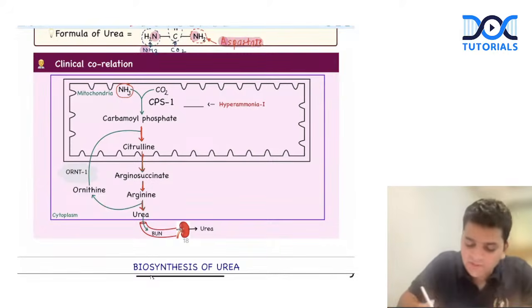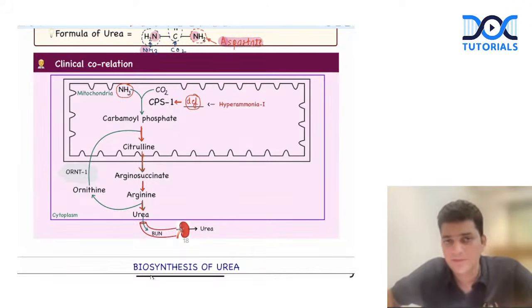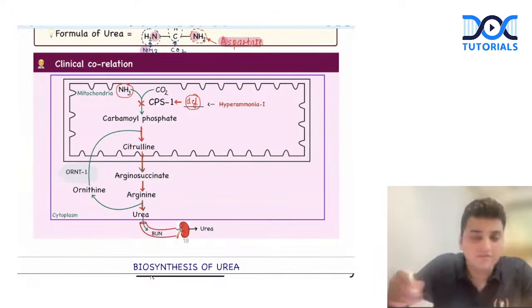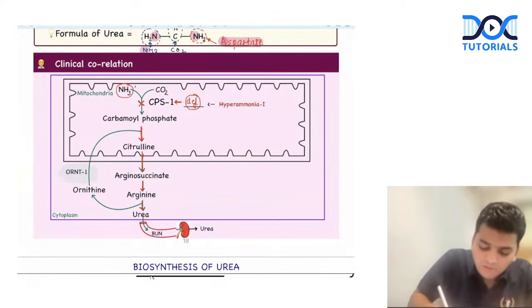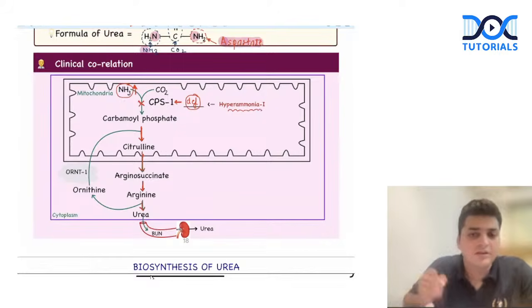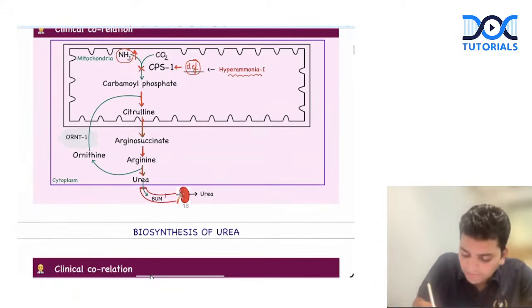By chance, if this first enzyme is not there, say there is a child who has a deficiency of this enzyme, CPS1, then this reaction will not happen. And if this reaction does not happen, the ammonia will not be able to convert into urea and the ammonia will increase. This is called hyperammonia type 1. Because the first reaction is not happening, what will happen with the blood urea nitrogen levels? They are going to be less.